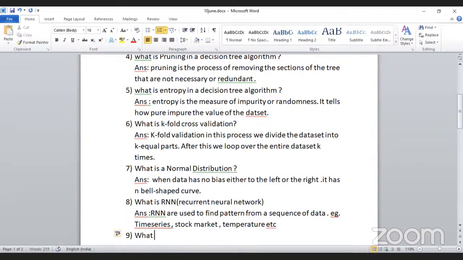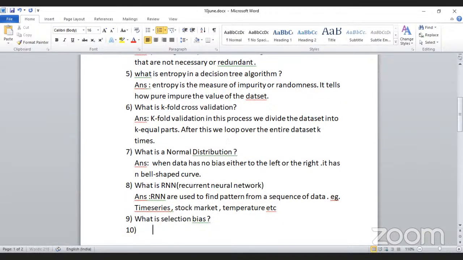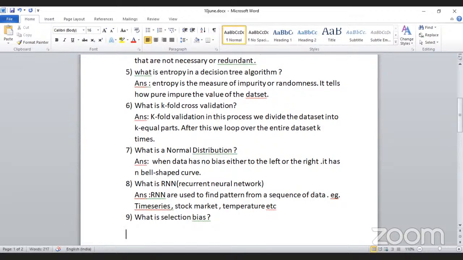Next question is, what is selection bias?